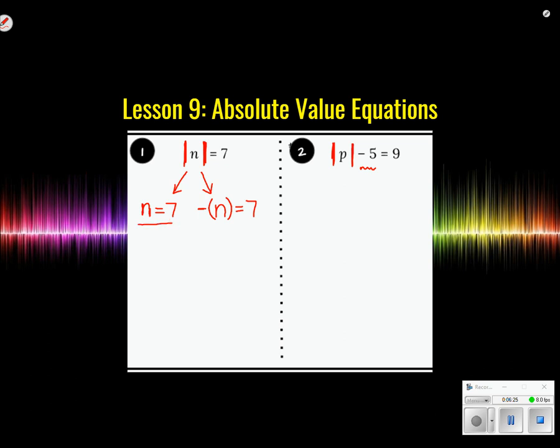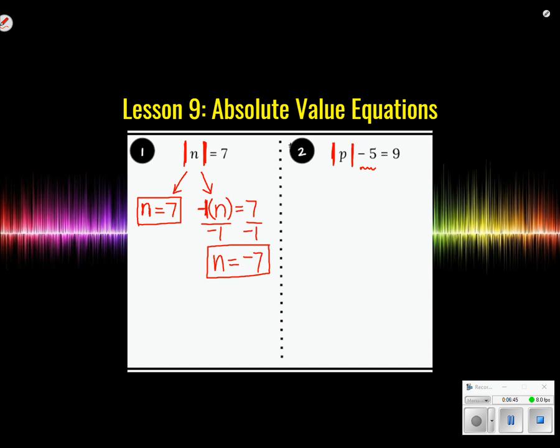Now, for the left equation, it's already solved. For the right, this is really -1 times n. So I'm going to divide by -1. So n equals -7. So these 2 answers are the answer to my problem.